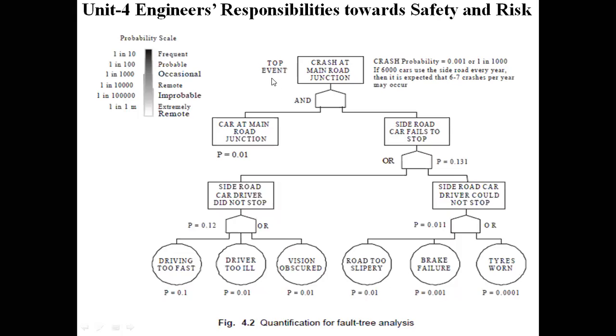This is the fault tree for a crash on the road. This is the probability scale given here. 1 in 10, that is frequent. 1 in 100, probable. 1 in 1000, occasional. 1 in 10,000, remote. 1 in 1 lakh, improbable. 1 in 1 million, that is 10 lakhs, extremely remote.